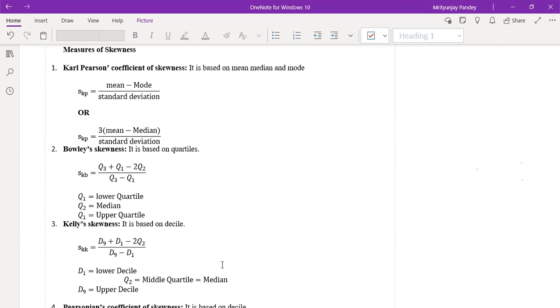Now the next formula to calculate skewness is Kelly's skewness. The notation is SKK, K for Kelly's. The formula is D9 plus D1 minus 2 times Q2, upon D9 minus D1, where D9 is the upper decile, D1 is the lower decile, and Q2 is the second quartile, or middle quartile, or median. Understood?